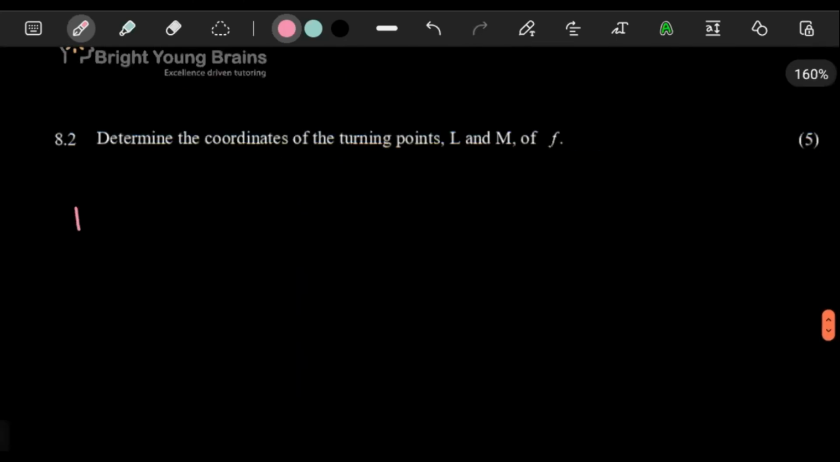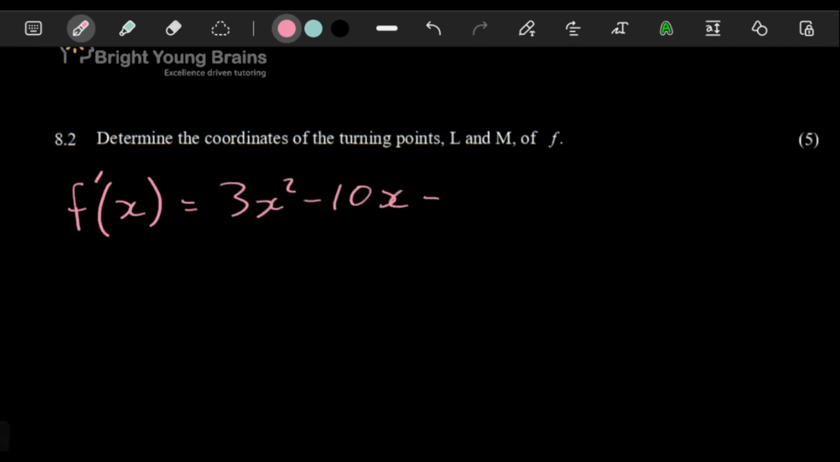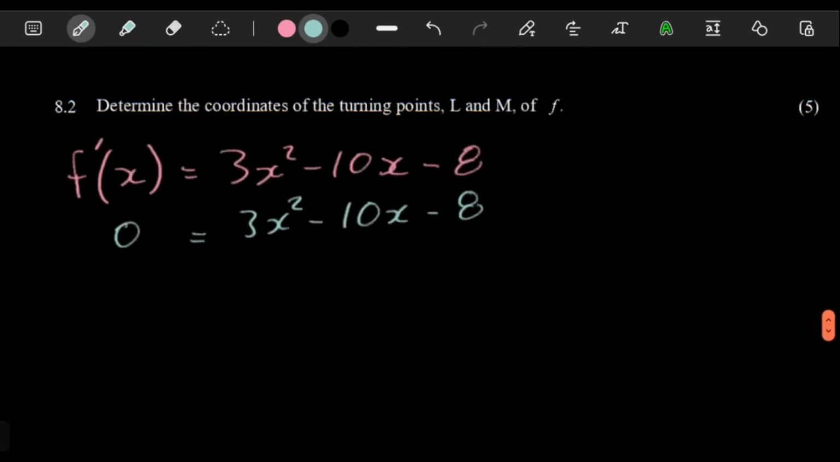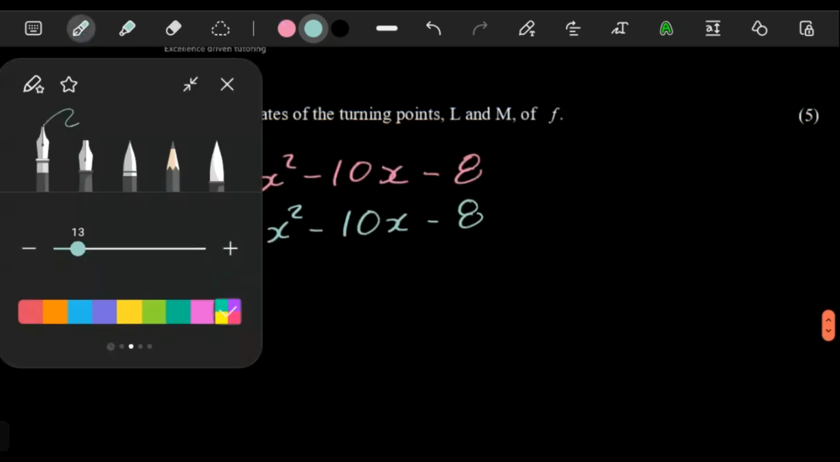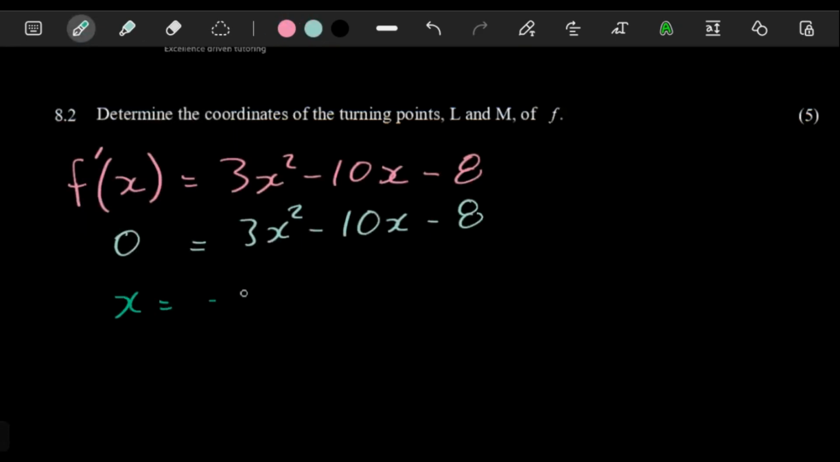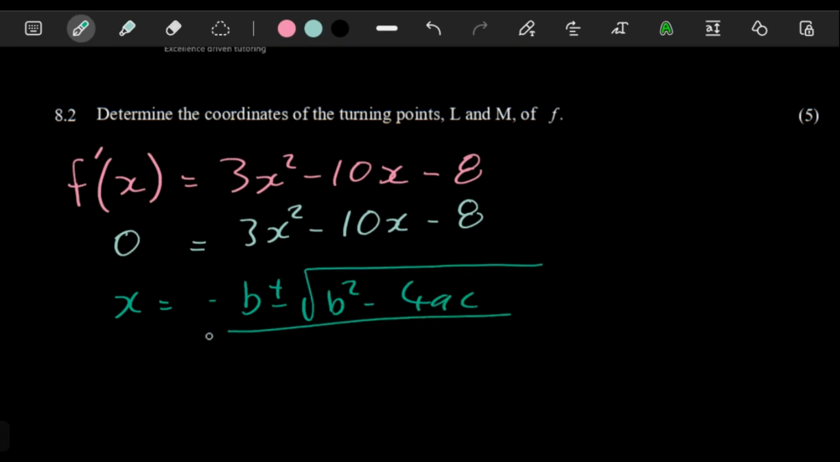So the idea is, our second derivative is our gradient equation of our graph. In this gradient equation, all we will be saying is that we are looking for the x value where the gradient is 0, you see. So carrying on from here, let's just solve for x. We can just use the quadratic formula. X is equal to minus b plus or minus the square root of b squared minus 4ac, over 2a.